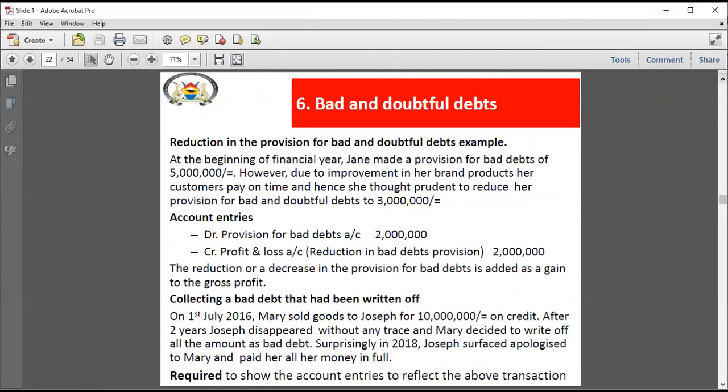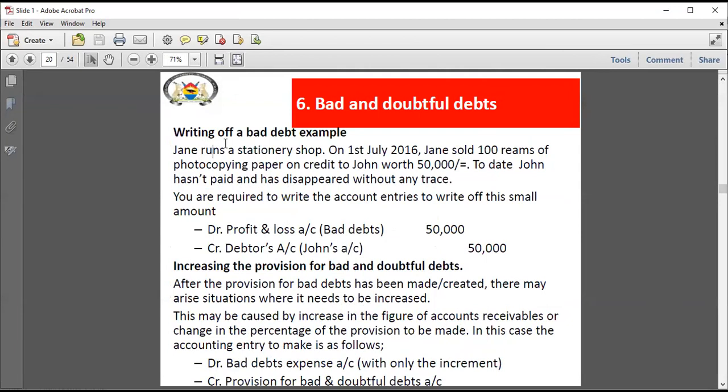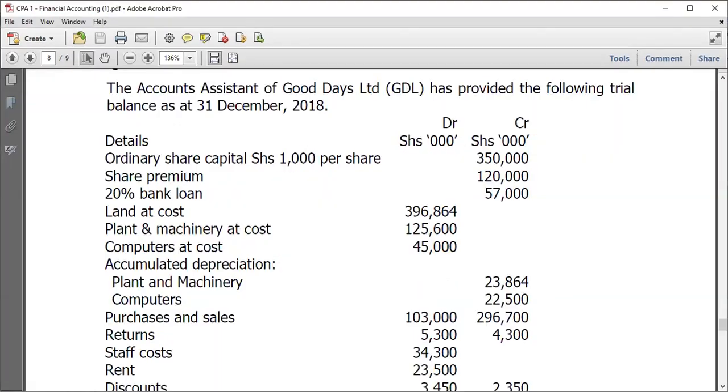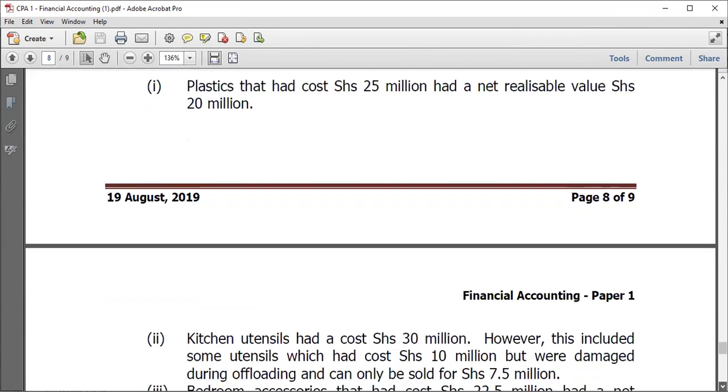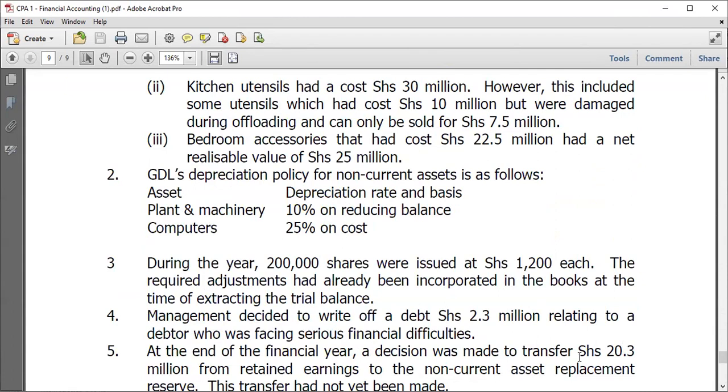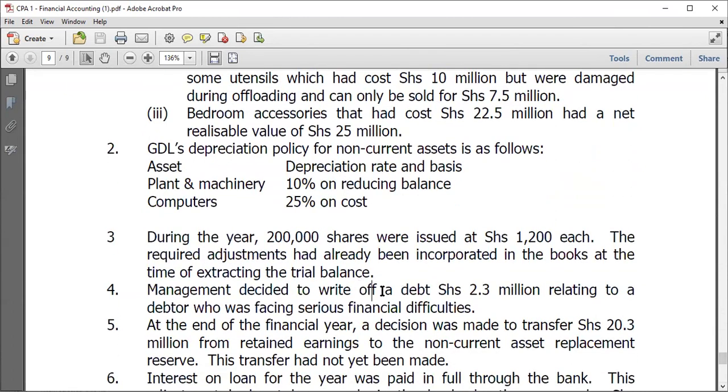For us to understand this much better, remember, we had a write-off example here, where Jen was running a stationery shop and realized that to date John hadn't paid and had disappeared without trace. You see what we did? We debited our P&L bad debts with 50,000 and credited our debtors account with 50,000. So it's the same thing that we also do for this case. Remember, we even have a bad debts account there. Since we are writing off, we shall go ahead to debit our bad debts, our P&L, with 2.3 million, and we shall credit our trade receivables. Trade receivables are also debtors. So we shall credit our trade receivables with 2.3 million.